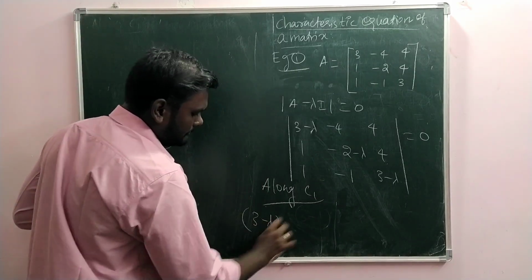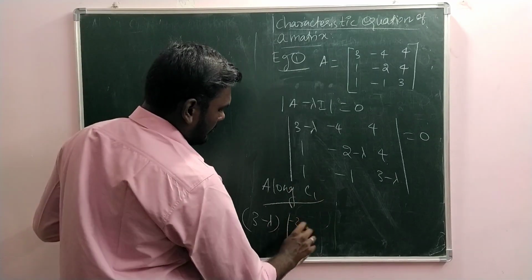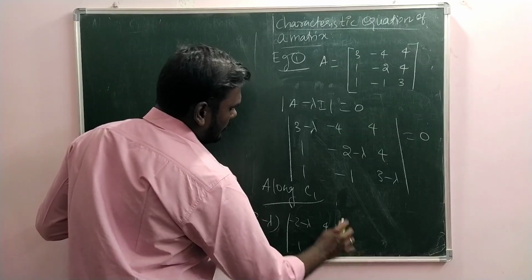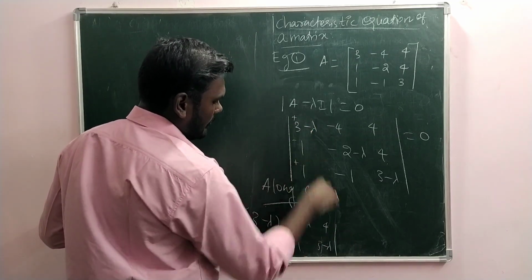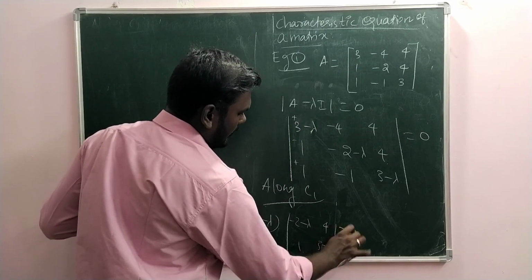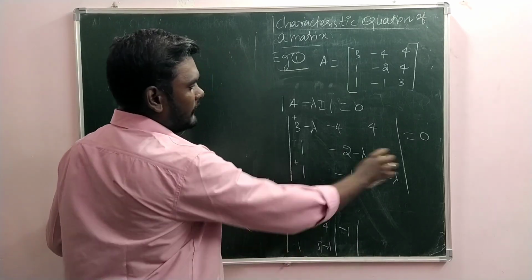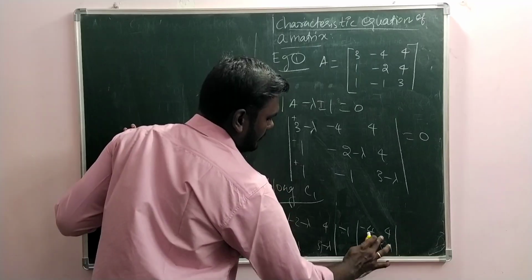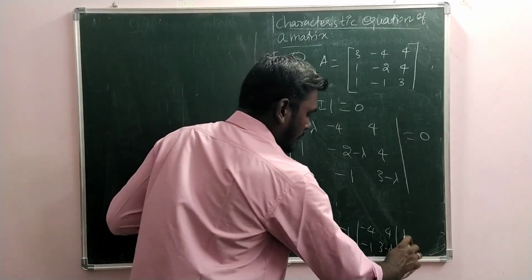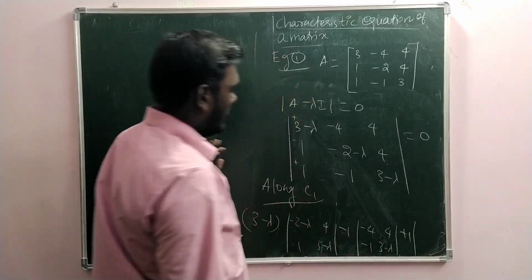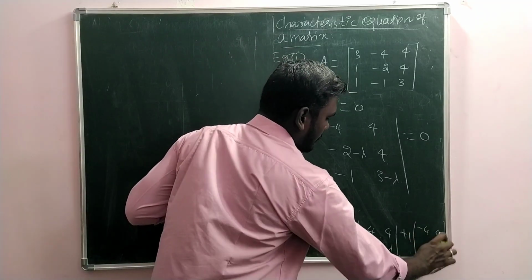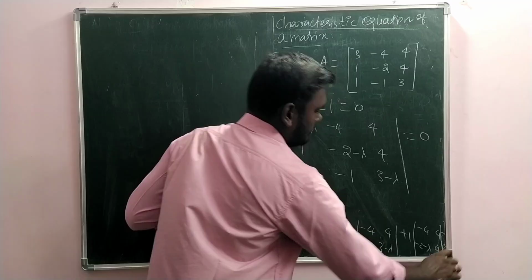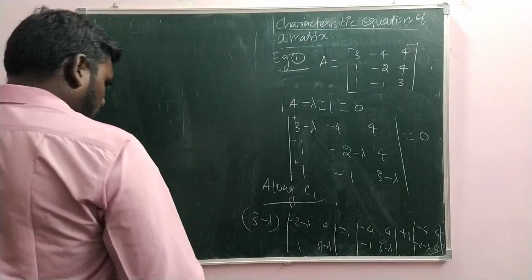3 minus lambda into this minus 2 minus lambda, 4, 1, 3 minus lambda, and then see, this is plus, this is minus, this is plus, right? And then plus, not plus, minus 1 into the minor of this element, that is minus 4, 4, minus 1, 3 minus lambda. Okay, and then plus 1 into again the minor of this element, minus 4 plus 4, minus 2 minus lambda plus 4. Okay, that is equal to 0.